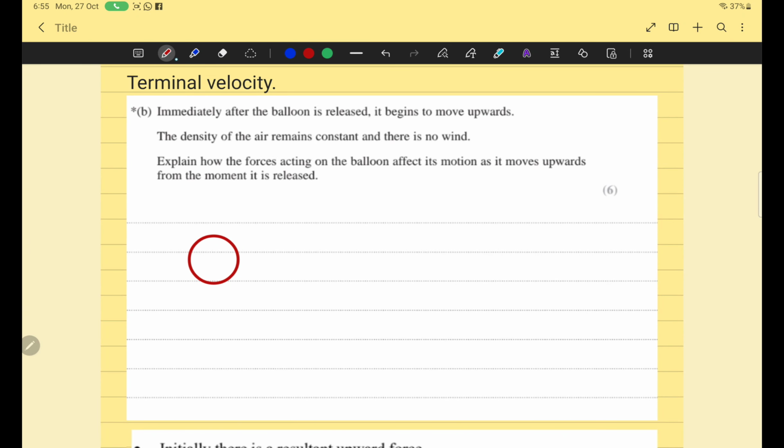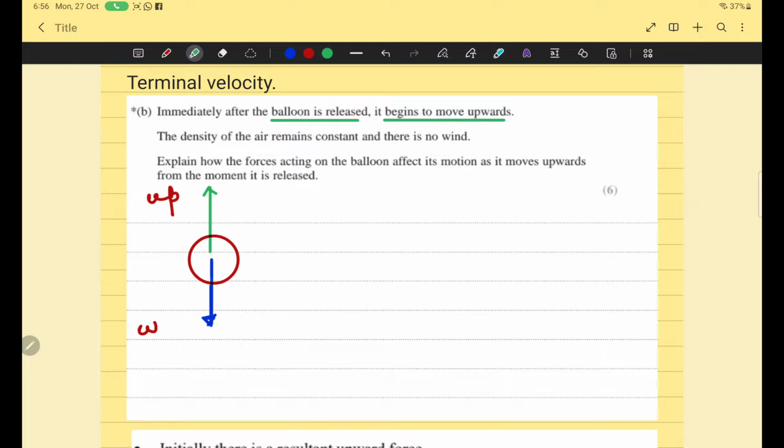This is a balloon. When it was not released, weight acting downward, tension of the string acting downward, upthrust acting upward. This is upthrust, this is tension, this is weight. These three forces are acting when the balloon is in the hand of the child by a string. But as you released the balloon, it means tension will be zero. Balloon is released, no tension.